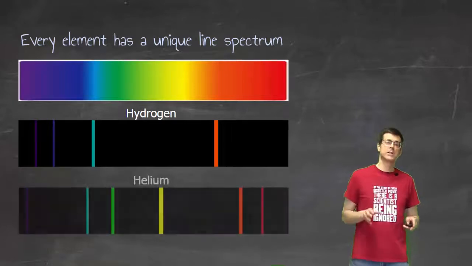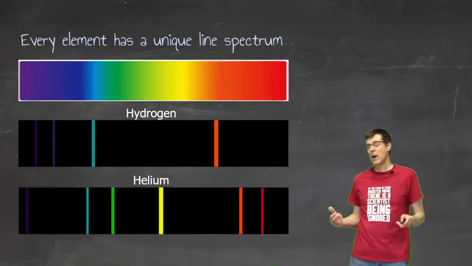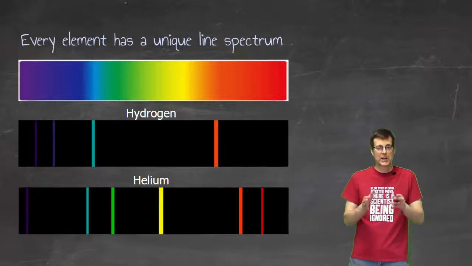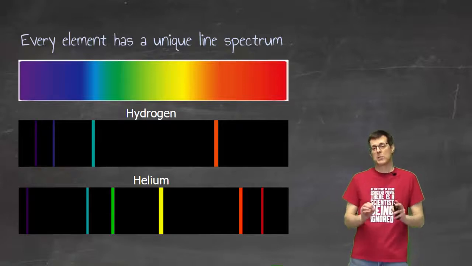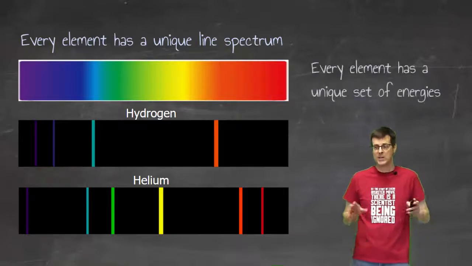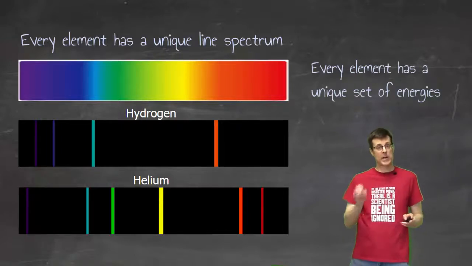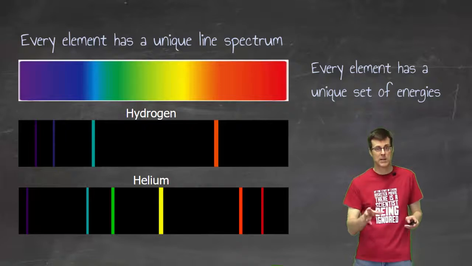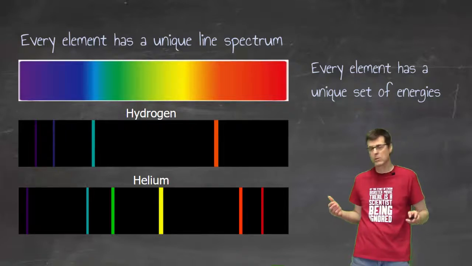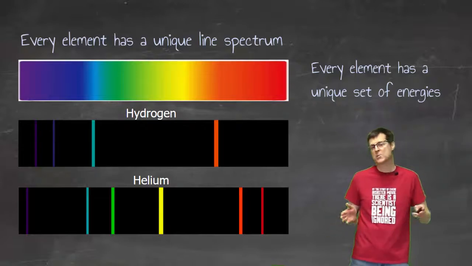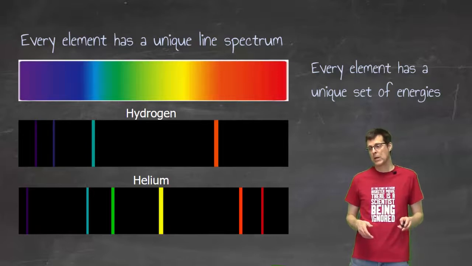And if I were to look at the same thing for helium, I would have different lines. It doesn't really matter what they are, but the point is each element has a very, very unique set of lines. What that told Bohr is that every element has a unique set of energies. Remember, light is energy, color is energy. So different colors, different energies. Different specific colors, different specific energies. And that's going to become a pretty common theme.